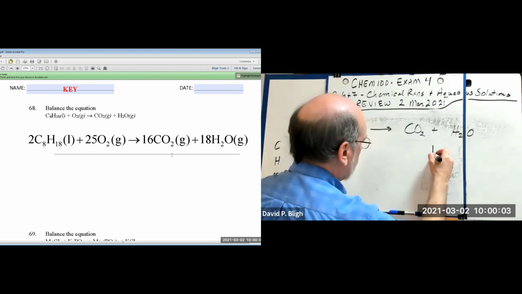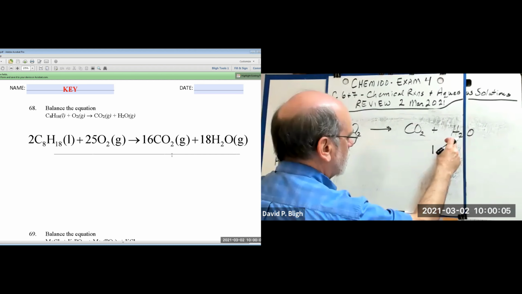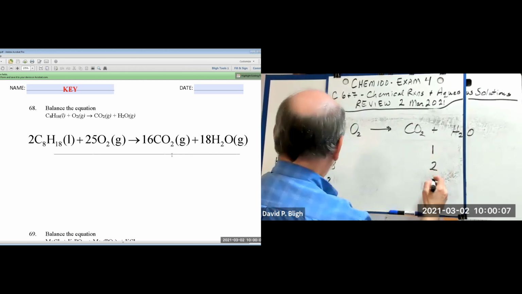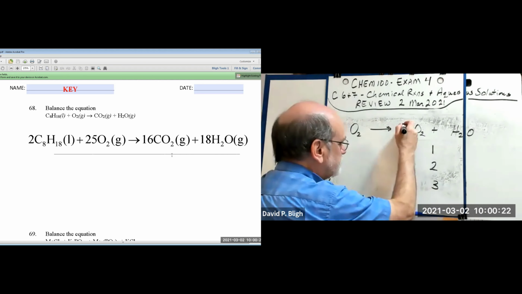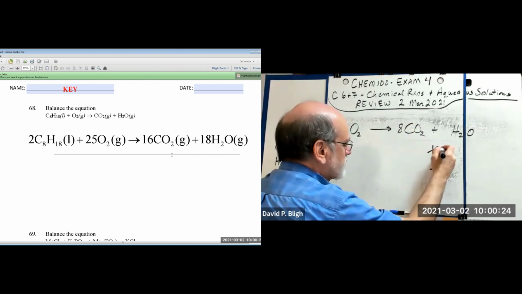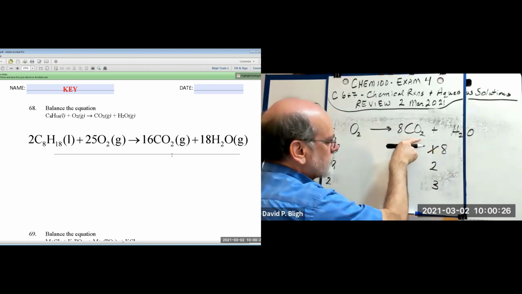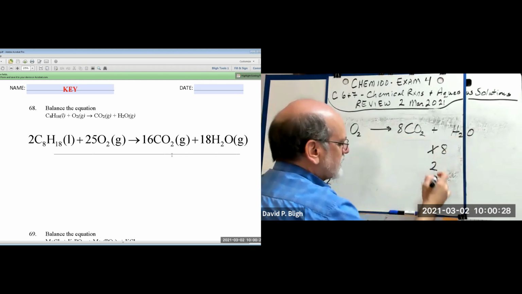Over here we have 1 carbon, 2 hydrogens, and 3 oxygens. Okay, oxygen's in 2 different places. So we probably don't want to touch that one just yet. Let's start with carbon. If we need 8 carbons, that gives us 8 carbons. It also gives us 17 oxygens.